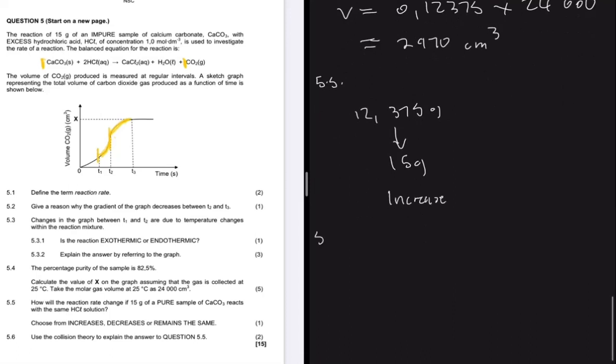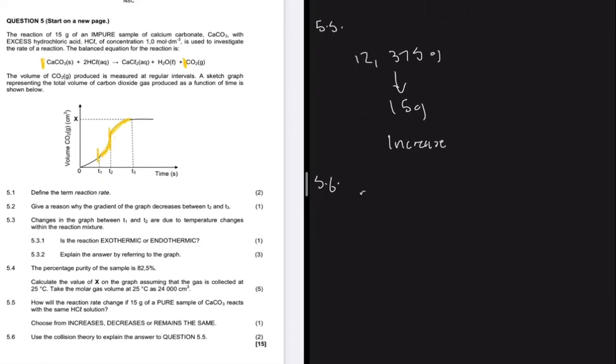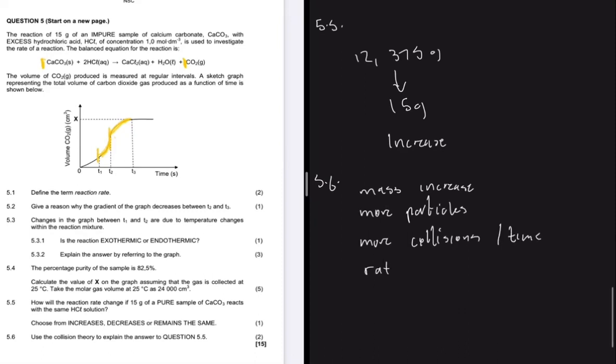And then 5.6 says, explain why you say it is increasing using the collision theory. So we know that if the mass increases, we're going to have more particles that are ready to react. And then with more particles, we'll have more collisions per unit time. And as a consequence, the rate of the reaction will go up. So that's how you'd explain it.